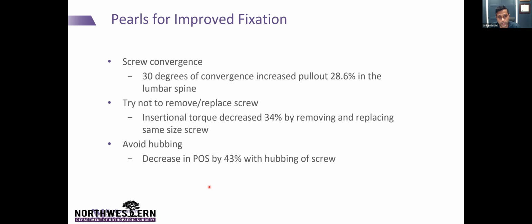Screw convergence also increases pull-out strength. And then this is hard to avoid sometimes, but you don't want to be putting in screws, removing them, checking the walls, and then putting them back in, because that automatically decreases your pull-out strength by 1/3. And also hubbing your screw decreases pull-out strength as well.